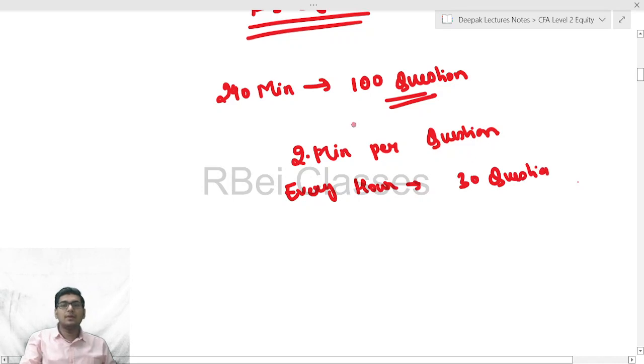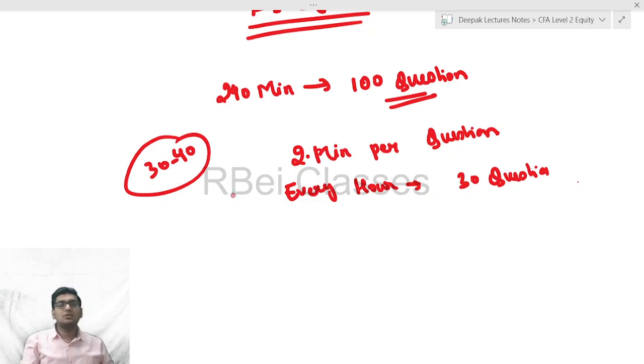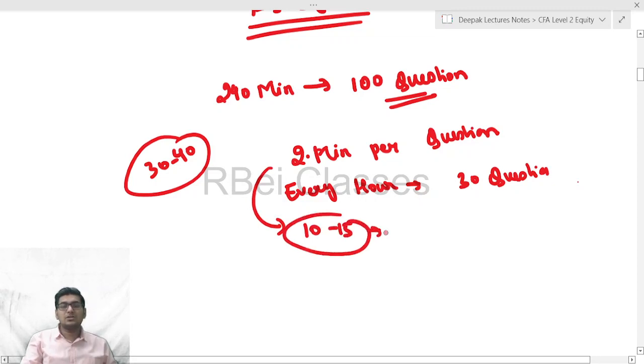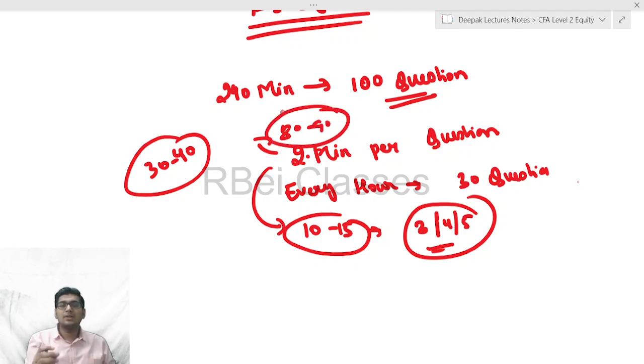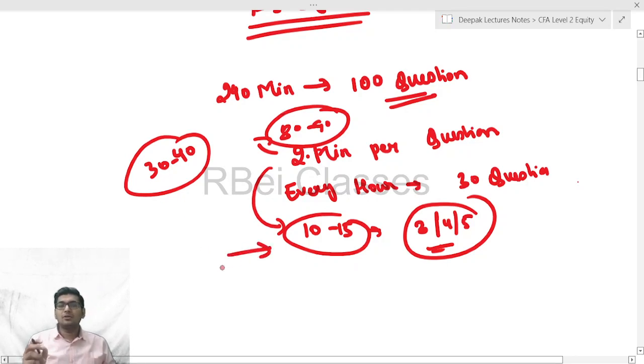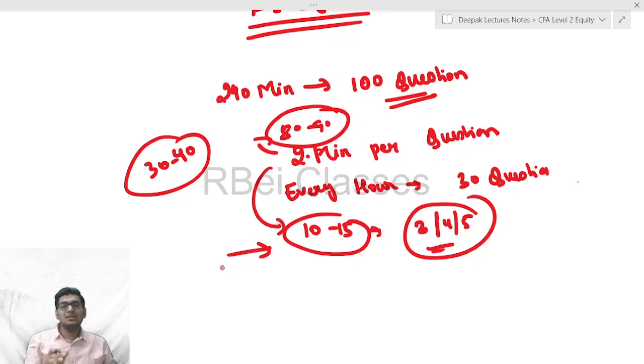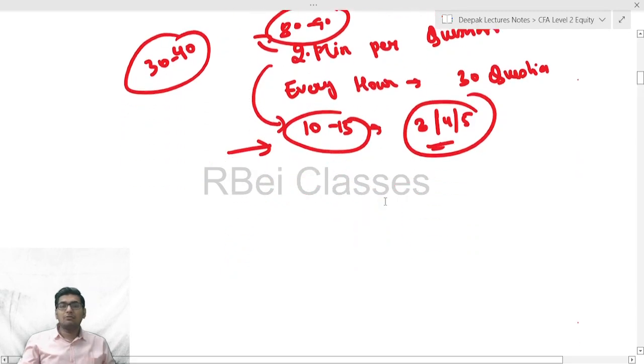Now there will be 30 to 40 minutes left in your hand, but trust me, this is not actually left over. Why? Because there are 10 to 15 questions which will take your extra time, like 3 minutes, 4 minutes or even 5 minutes. Clear? So this strategy is for those 80 to 90 questions where you should not spend much more than 2 minutes. Why? Because you need to use that extra time on the 10 to 15 questions which are very lengthy, might be theoretically lengthy or practically lengthy. So try to average out your time in such a way that you are able to give time equally to each question.